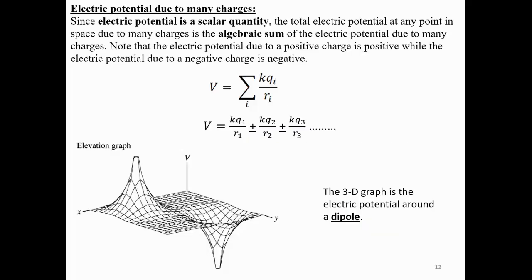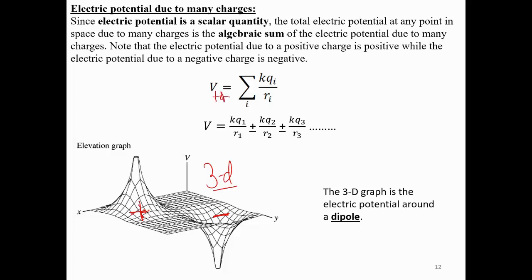What happens if you have a dipole? A dipole means you have a positive charge and a negative charge. If you collect the data for electric potential, which is basically the voltage, with a voltmeter around a positive and negative terminal, and plot a 3D graph, it will look something like that, because it's for a dipole. This is what we're going to do in the electric potential lab.